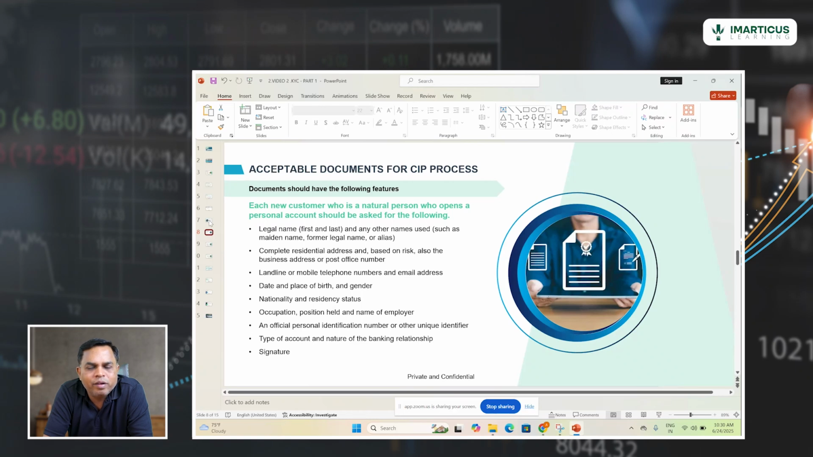Second, they need to verify the complete address of the client. The address can be, for an individual, residential or a workplace address, or for a company it can be different geographical addresses. They might be operating in different geographical locations. So, they need documents to authenticate and verify the address.